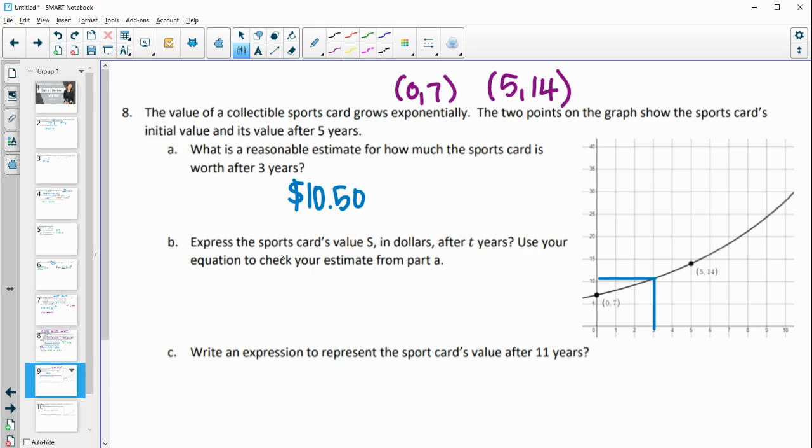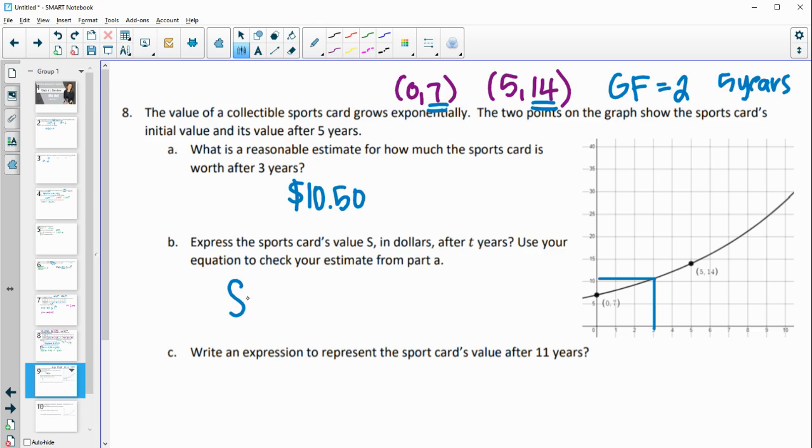Express the sports card's value S in dollars after T years. So now we need to write an equation here. We're going to need to figure out our growth factor. And we can see here that this is doubling in 5 years. So we can use that. So the growth factor equals 2 for 5 years.